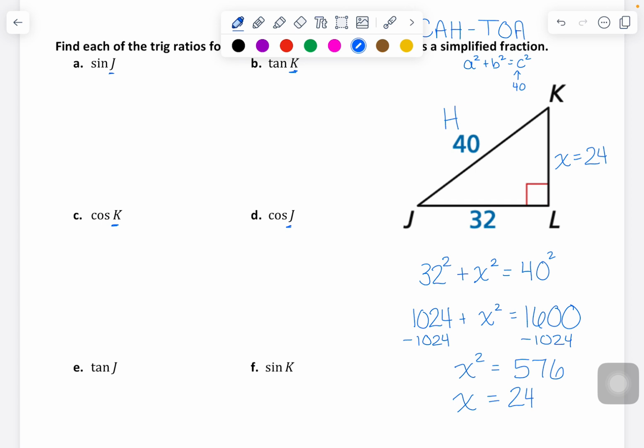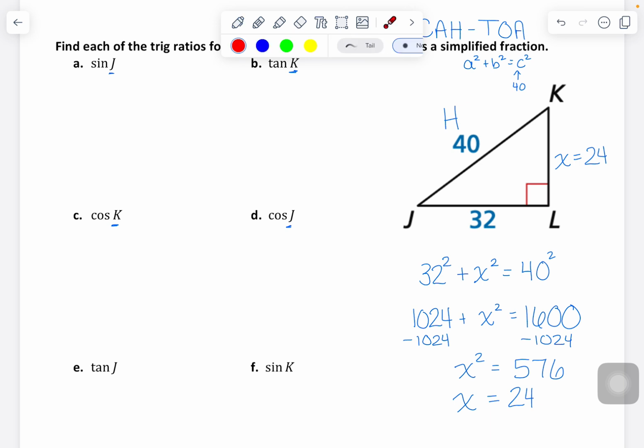Now, you are going to notice on this problem, I am not going to label my opposite and adjacent. Because earlier I pointed out that the J and the K in my sine, cosine, tangent, and all of those are switching back and forth. Which means, instead of writing it down, I'm just going to have to, each time, start identifying my opposite and my adjacent based on the angle it's asking about.